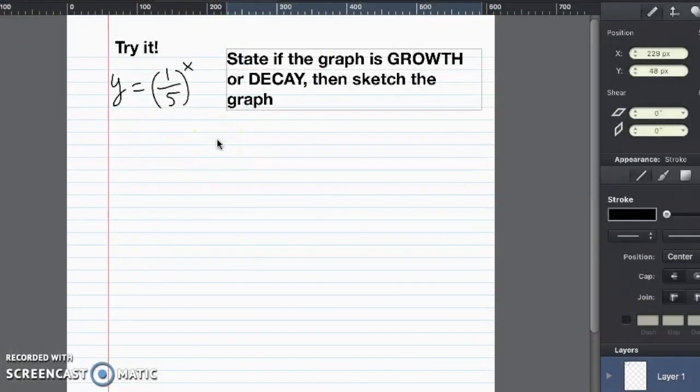What I want you to do now is try it for yourself, right? So I have a function here. It's going to be y or f of x is equal to 1/5 to the x power. First, state whether the graph is either growth or decay. And then, after you've made your prediction, try sketching the graph and see if it comes out how you think it should come out.